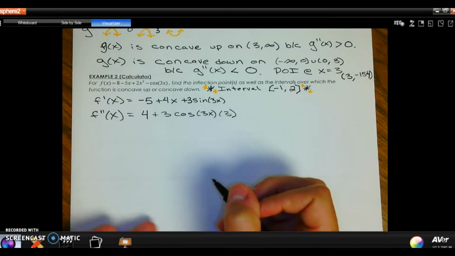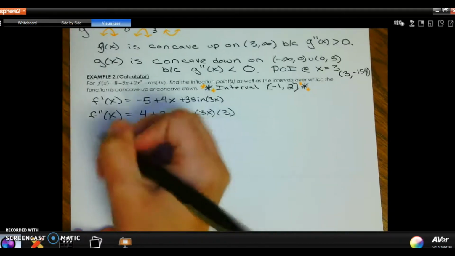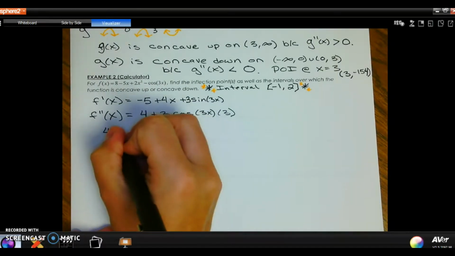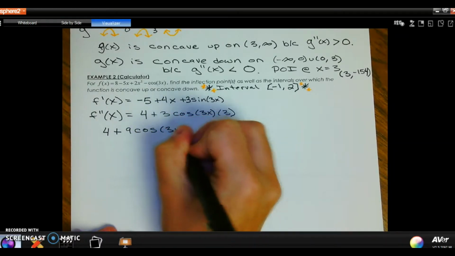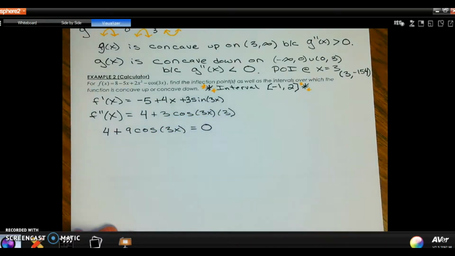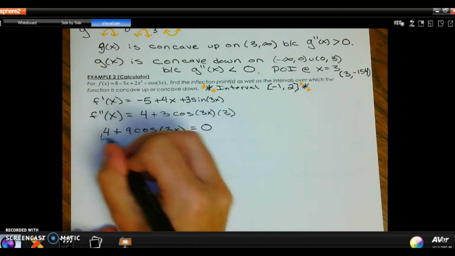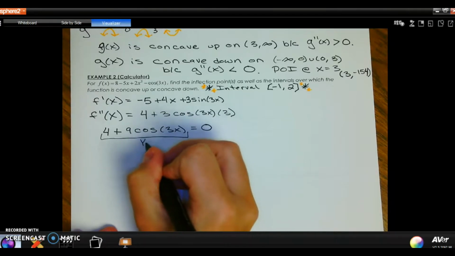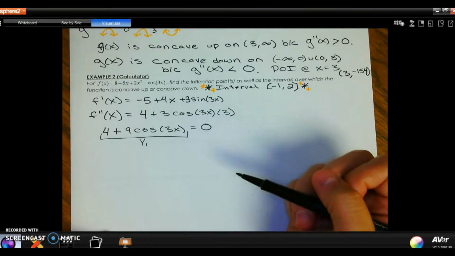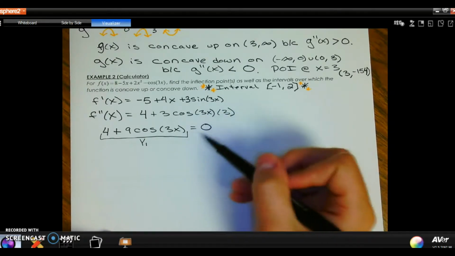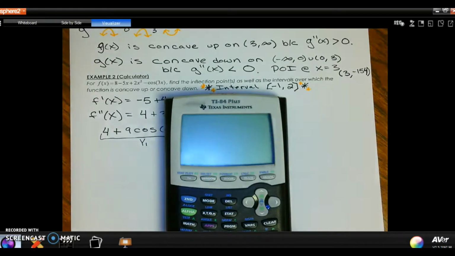I'm trying to figure out where this thing equals 0 or does not exist. So basically what we're going to do is we're going to have 4 plus 9 cosine 3x, and I want to figure out where that thing equals 0. So what I would do is I would take this and I would put this right into my y1 on my calculator. Okay. And then you have two choices. You can either put 0 into your y2 and then do second calc intersect, or you could just find the zeros.